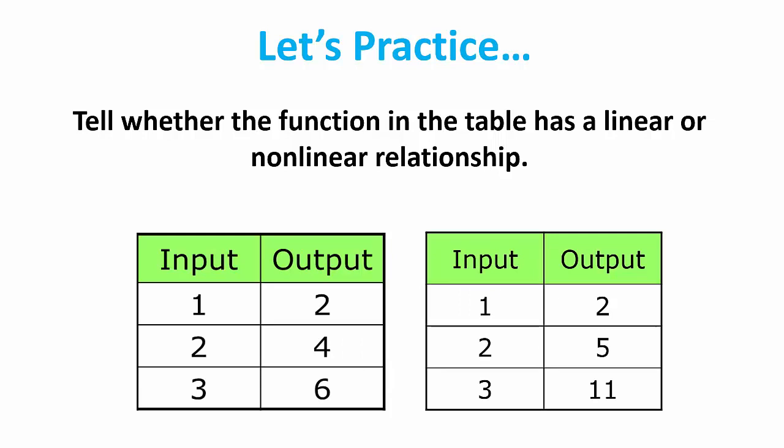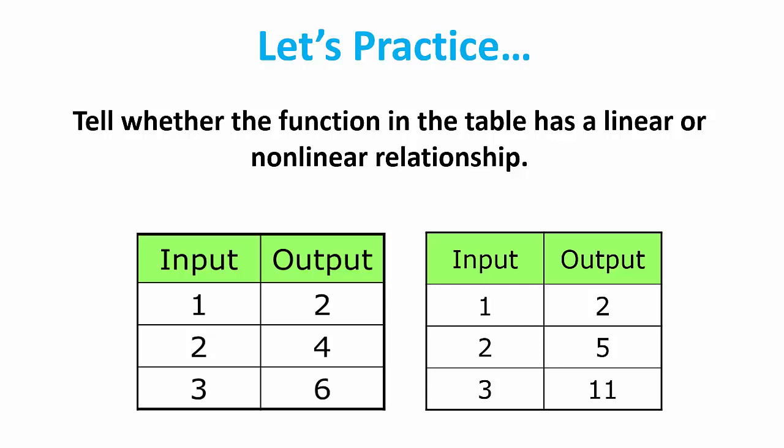Our chart on the left, 1 to 2, our input changes by 1 unit. Our output changes by 2 units. Our input 2 to 3 changes by 1 unit. Our output 4 to 6 changes by 2 units. We do have a constant rate of change, so it will be linear.